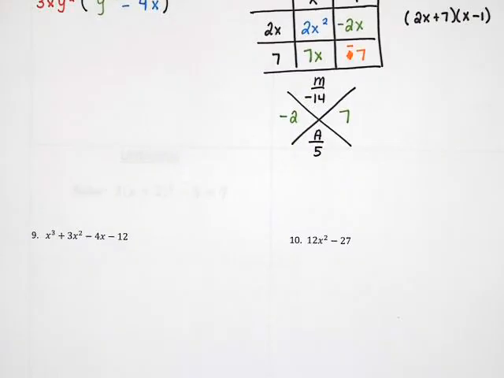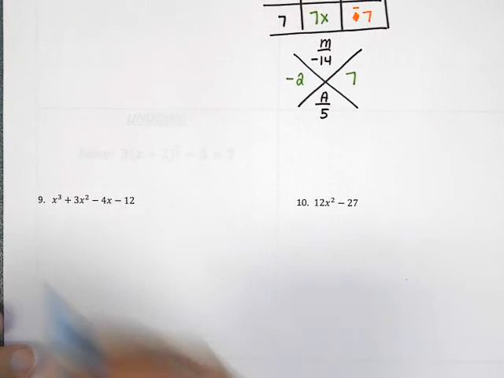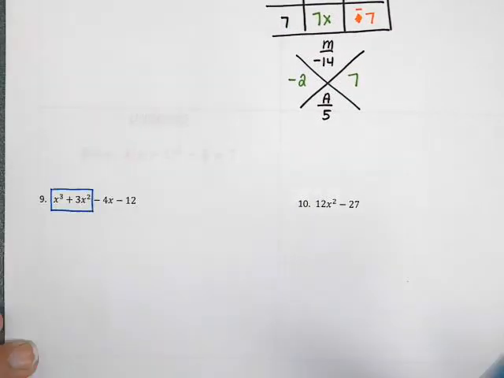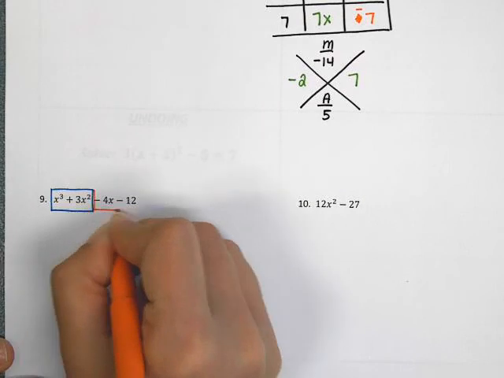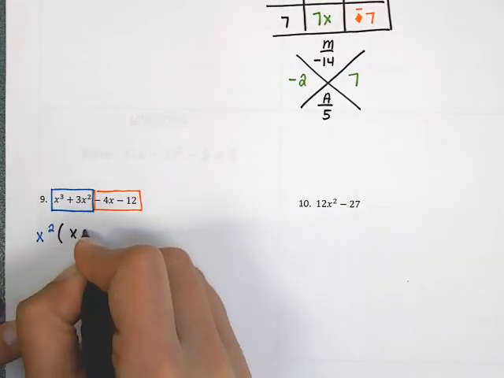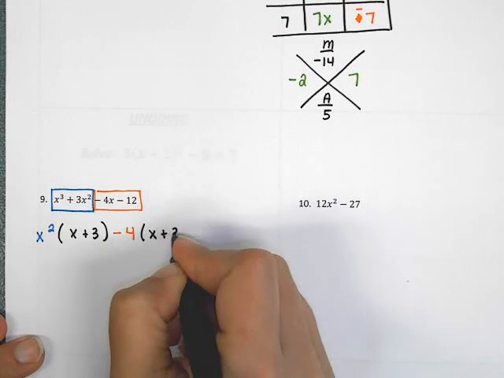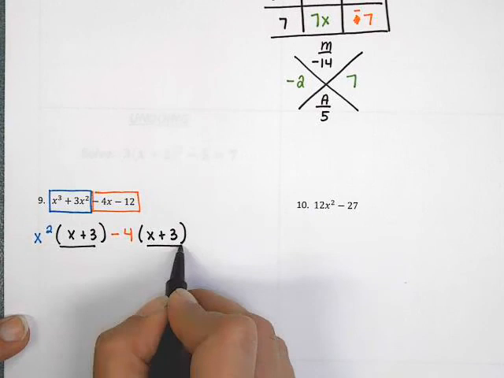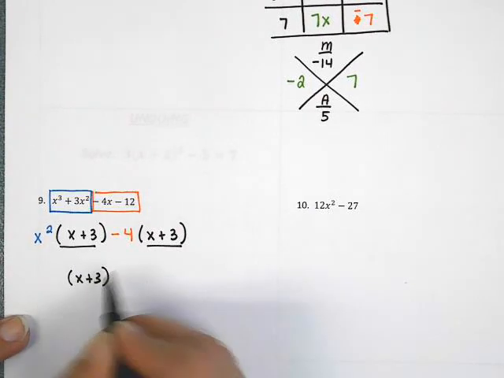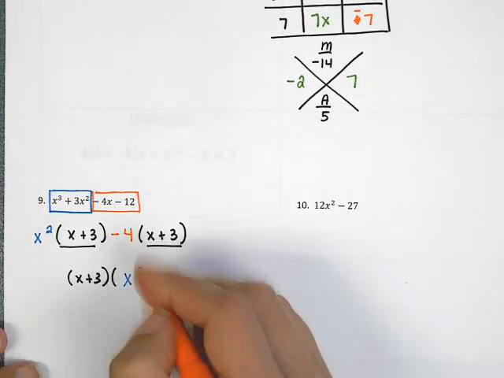For problem 9, I would start by checking for a common factor. There is no common factor here, so I would just put them into groups. So the first group is going to be x cubed plus 3x squared, and the second group is going to be negative 4x and negative 12. The common factor for the first group would be x squared, and what's left over when I factor that out would be x plus 3. The common factor for the second group would be negative 4, and what's left over when I factor that out is x plus 3. Now you're going to notice that the x plus 3 matches the x plus 3. That's your clue that you did something right. And then what's left would be the x squared minus 4.